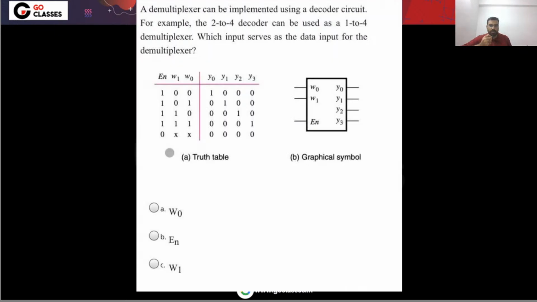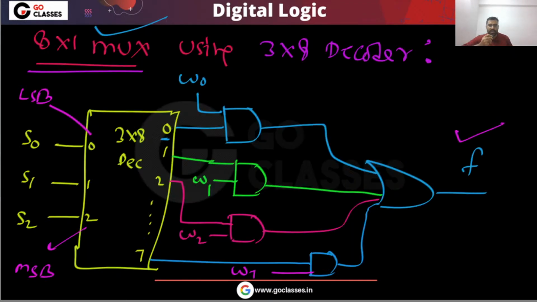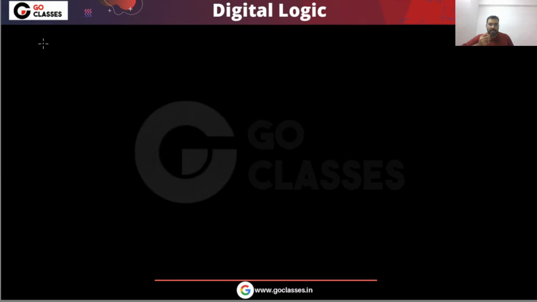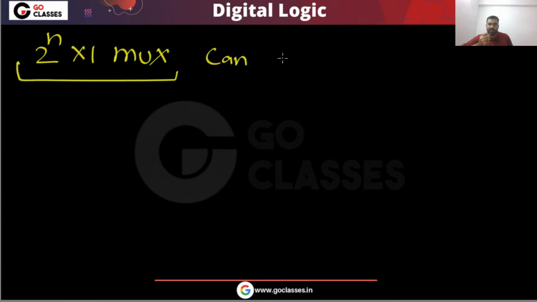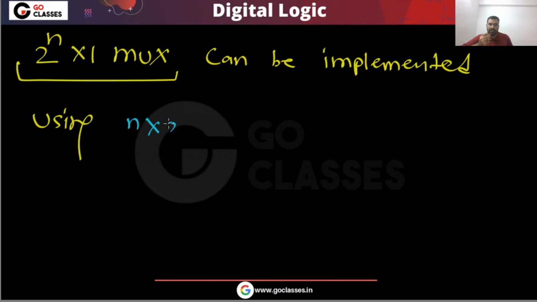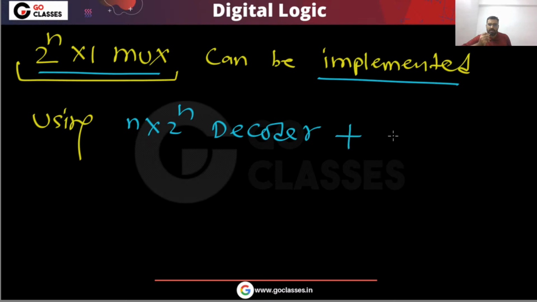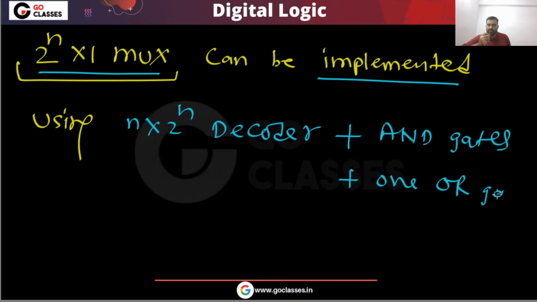So this is your multiplexer. This is how you can do a multiplexer. Remember, in the GATE exam, they will not ask you, can you create? Yes, you can create. Remember, a 2 power n by 1 multiplexer can be implemented using an n by 2 power n decoder. So this multiplexer you can implement using this decoder plus AND gates plus one OR gate. Very simple. So this multiplexer you can create from the decoder.